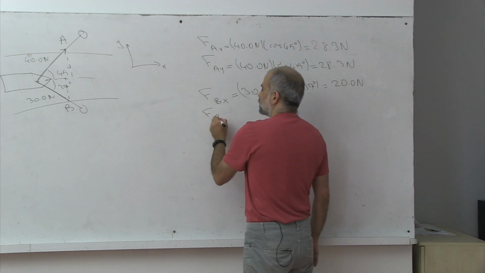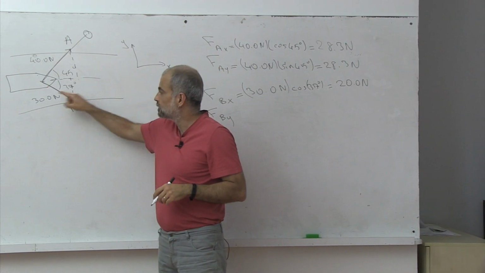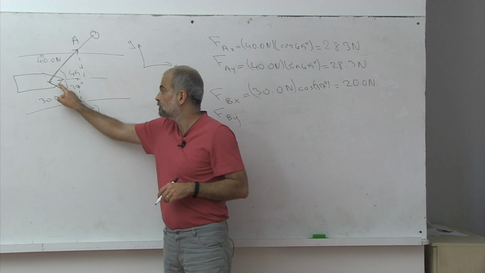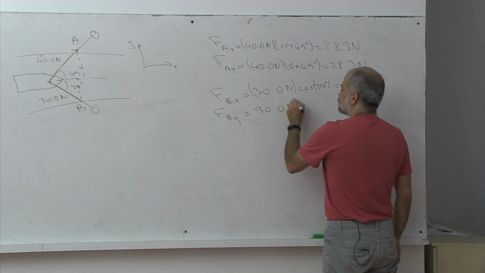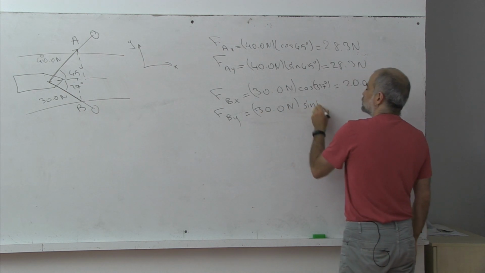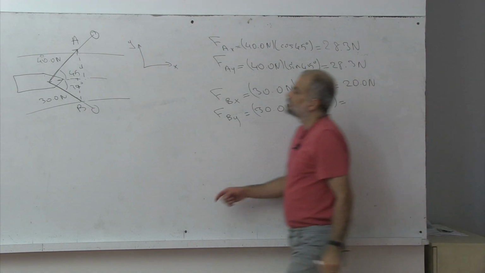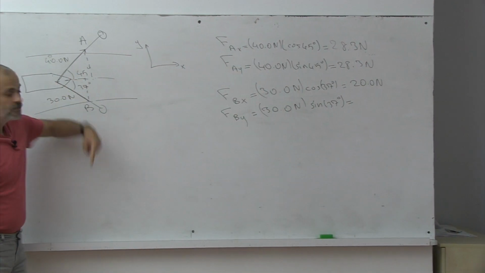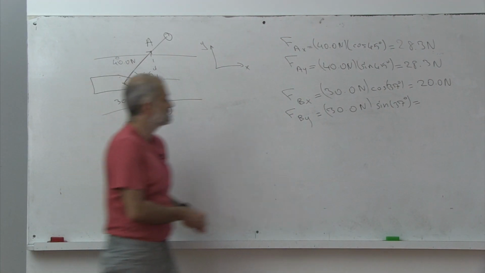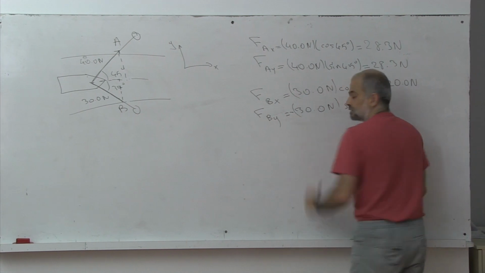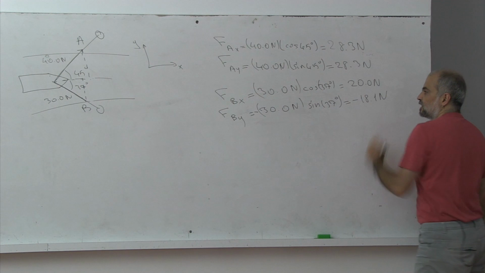If we calculate the y component, it will be this length. This length can be obtained from the hypotenuse by using the sine of this angle. So it will be 30 newtons multiplied by sine of 37 degrees. But note that the y component is pointing downward. It is pointing in the negative y direction. And hence the y component is minus that length, or minus 18.1 newtons.